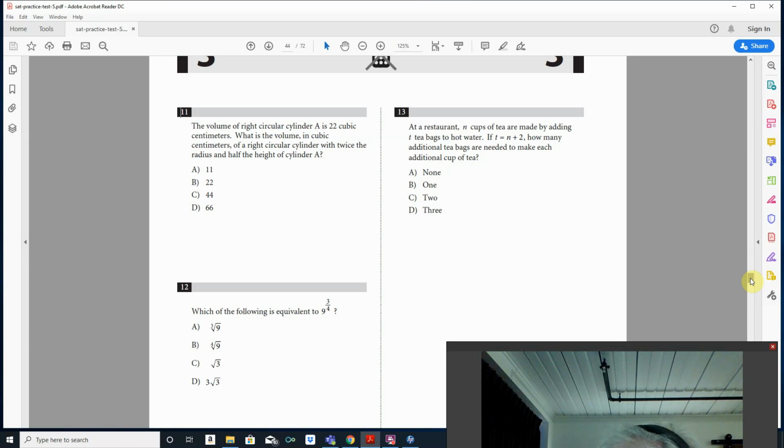All right, 13. At a restaurant, n cups of tea are made by adding t tea bags. If t equals n plus 2, so you need 2 more tea bags. How many additional tea bags are needed to make each additional cup of tea? Okay, so it's just going to be each cup of tea. Well then if you make t plus 1, that's going to be equal to n plus 3.